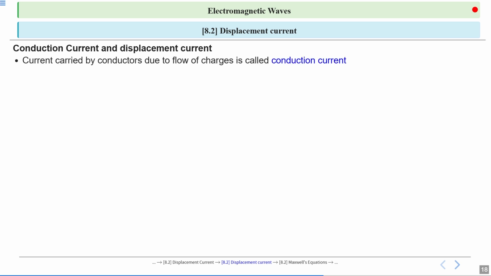Now, current carried by conductors due to flow of charges is called conduction current. Charges are flowing in the wire. Due to the flow of charges in the wire, the current is carried by the conductors. That's why it's called conduction current. So that normal current we have discussed, flowing through the wires, is known as conduction current.